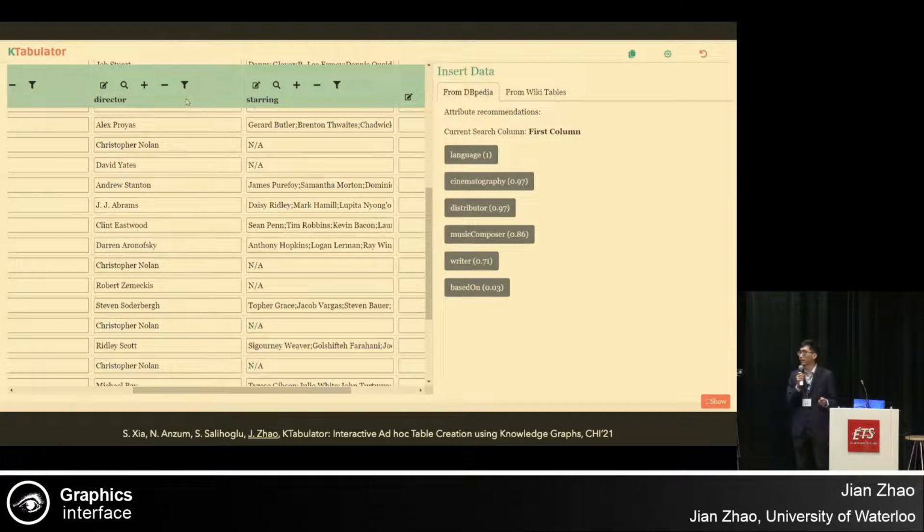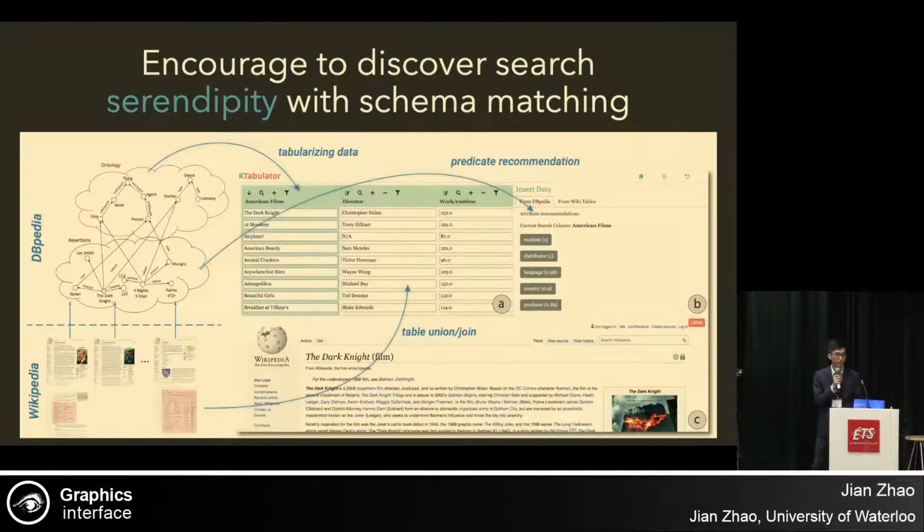So I think you get the idea. Basically, this tool allows the user to extend this table by adding more rows and more columns by comparing the schema of the table and also based on the knowledge graph representation of the Wikipedia pages. This always on-the-fly suggestion of rows and columns is key.